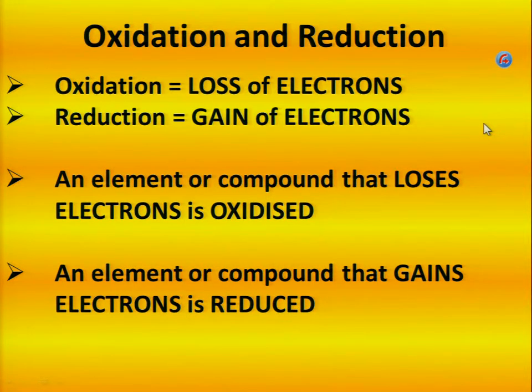Okay, so the first thing we need to recap before we go to electrochemistry is oxidation and reduction reactions. Now you've done this before, but this is very important and there can be no confusion after this lesson on oxidation and reduction. So oxidation is the loss of electrons and reduction is the gain of electrons. An elemental compound that loses electrons is oxidized. An elemental compound that gains electrons is reduced.